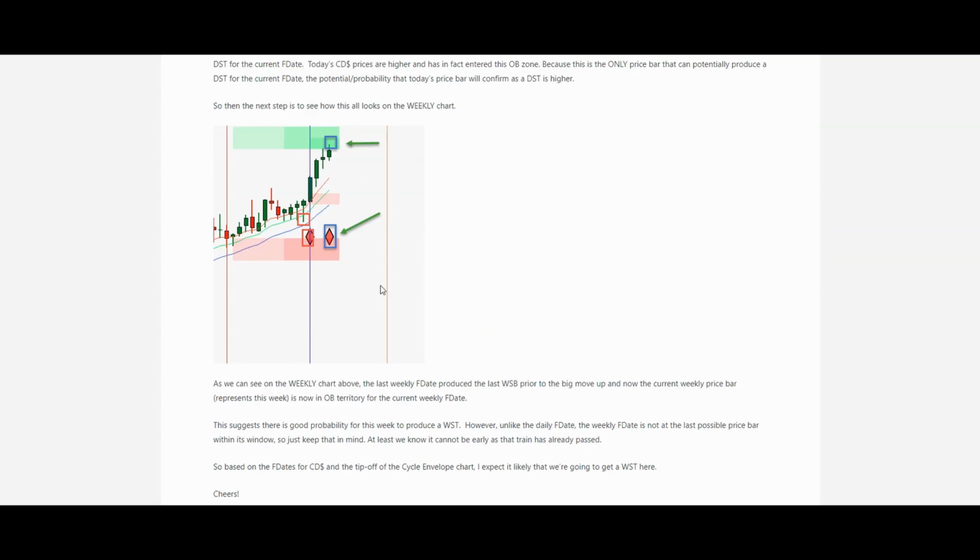All right, that moves us into the weekly chart here. This is a weekly. Each one of these price bars represents a week, a whole week from Monday to Friday, assuming there were no holidays in there. So the next step is to see how this all looks on the weekly chart. All right, that's what we're looking at. Now, if you look here on the weekly chart, the last weekly F date, because we do have these F dates for the weekly time frame as well on our report.